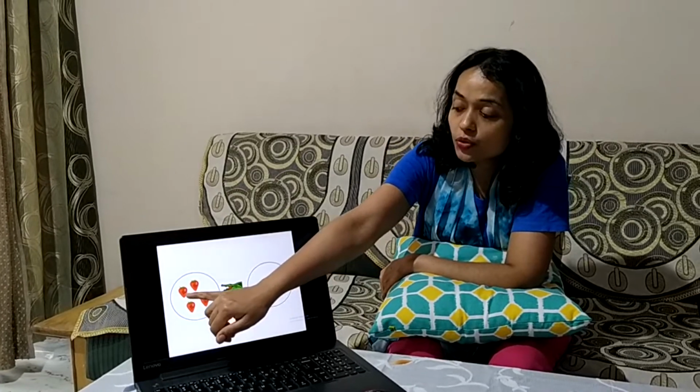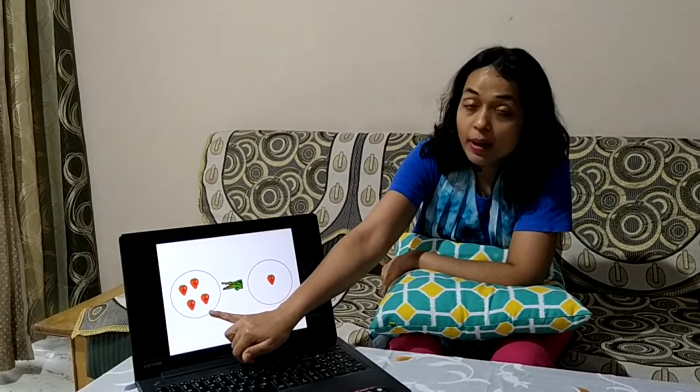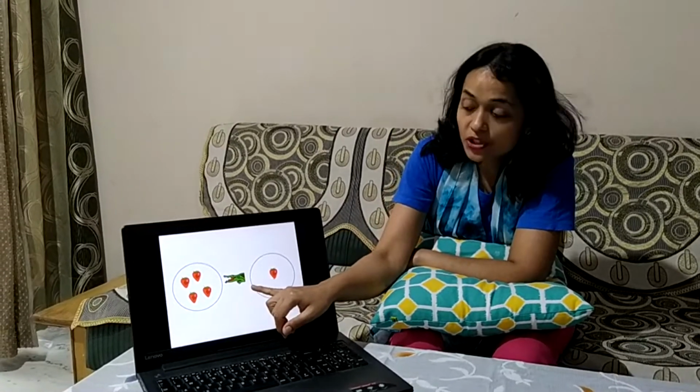Again, here we have 2 groups. In this group we have 1, 2, 3, 4 strawberries. Here we have 1. This group has more strawberries. So Ali the alligator would prefer to eat this group because it has more strawberries. So again his mouth is wide open.